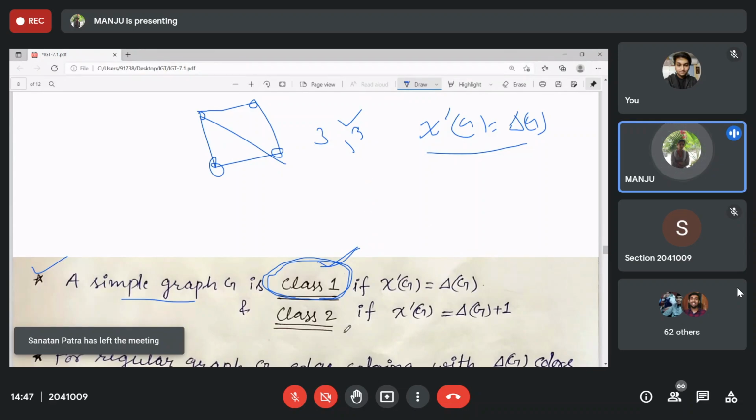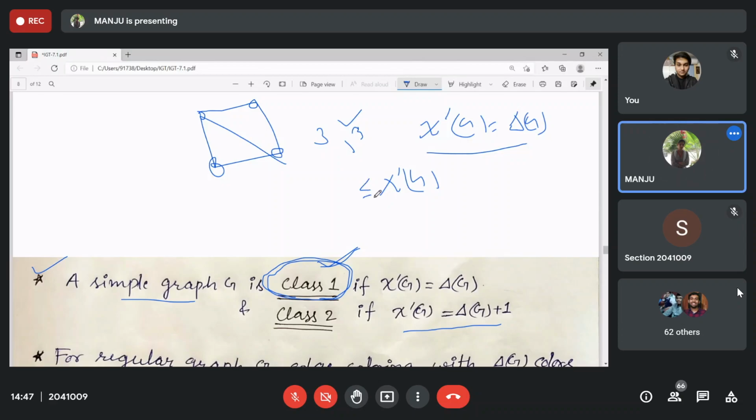Now the class 2 graph. See, we have done two inequalities only for simple graphs. One is the lower bound, that chromatic index is greater than or equal to delta G. For bipartite it is equal. And the upper bound will be delta G plus 1. If this equality holds, then the graph is known as a class 1 graph, and if this inequality holds, then the graph is known as a class 2 graph.